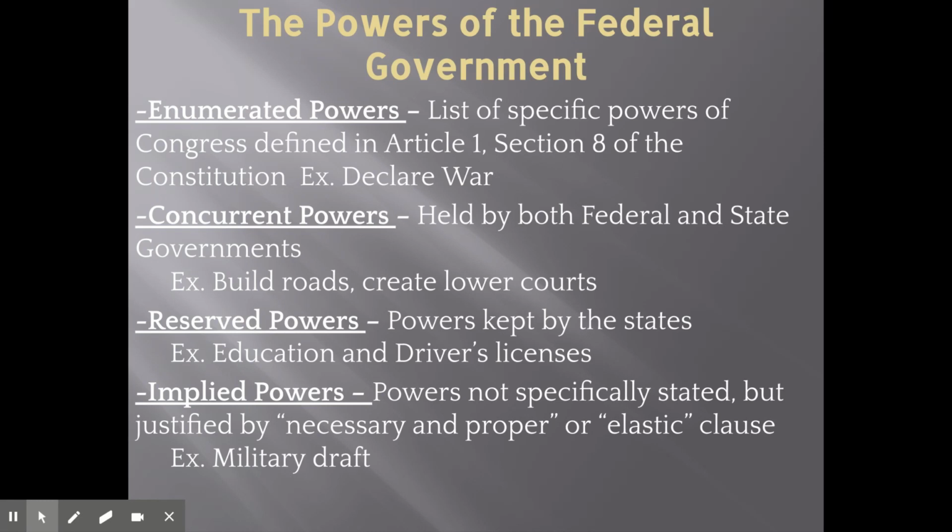Then you have implied powers. These are powers not specifically stated, but justified by the necessary and proper clause, also known as the elastic clause. One example of these is the military draft.